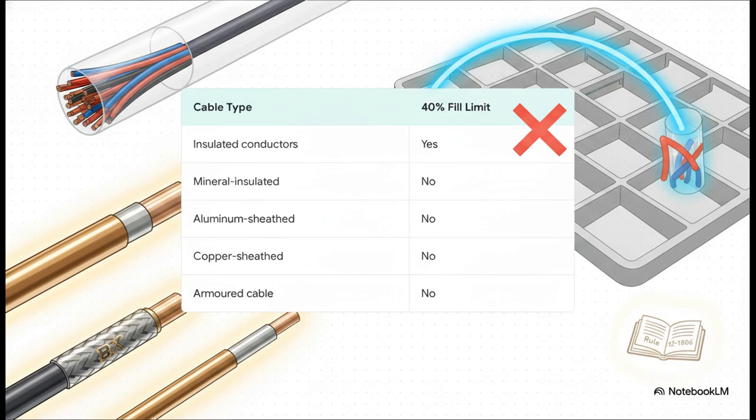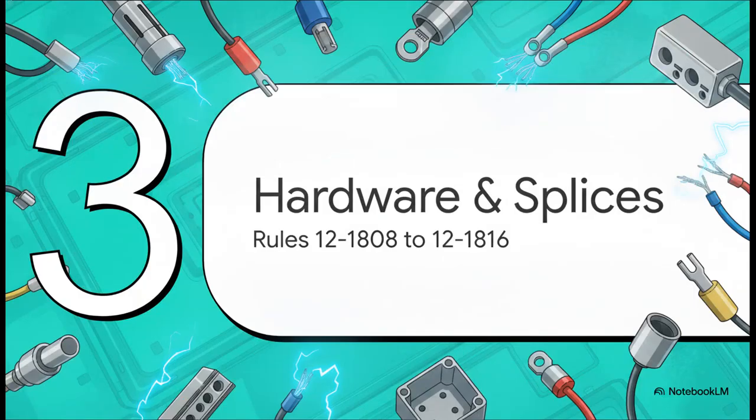You are totally exempt from this specific 40% fill limit for the cells. Why? Because these cables already have their own protective outer sheathing and engineered thermal ratings. Always double-check Rule 12-186 if you aren't sure if your specific cable type applies. Next up, let's talk about hardware, splices, and boxes.